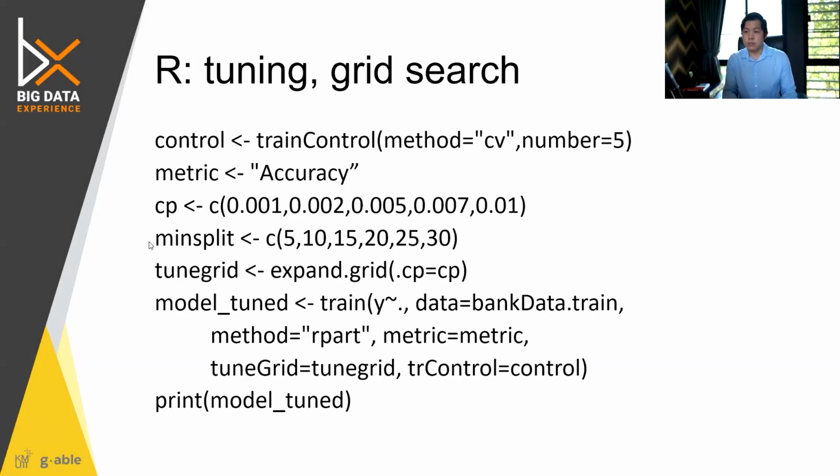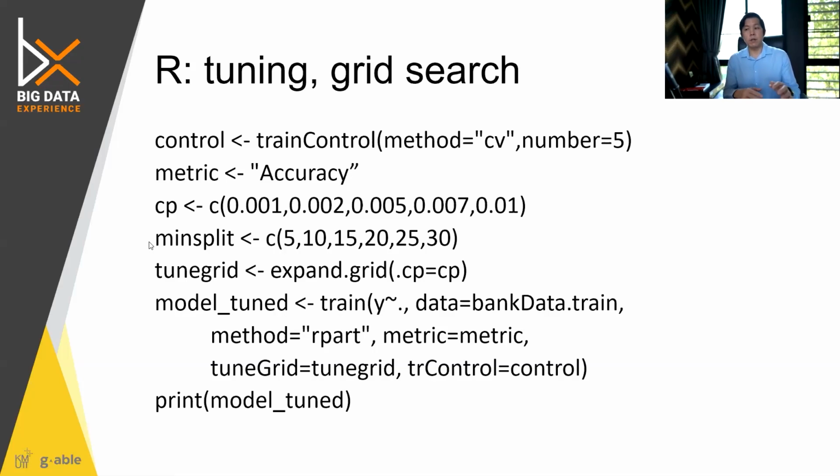0.001, 0.002, 0.005, 0.007, 0.01. Say I want to tune it down to be less complex, but I also at the same time want to test it together with the min split. And for the min split, what I want is 5, 10, 15, 20, 25, 30.